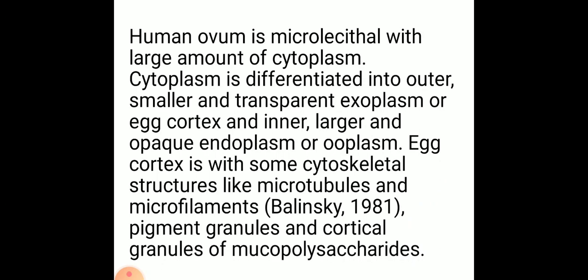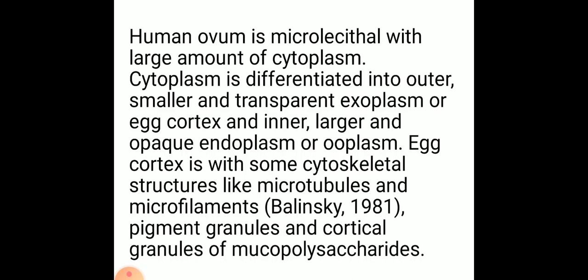Here, the human ovum is microlecithal. Microlecithal means it contains a very small amount of yolk, with a large amount of cytoplasm. There are different types of eggs based on the distribution of yolk: microlecithal, telolecithal, mesolecithal, megalecithal, alecithal. The human egg, or ovum, is microlecithal because it contains very little yolk.